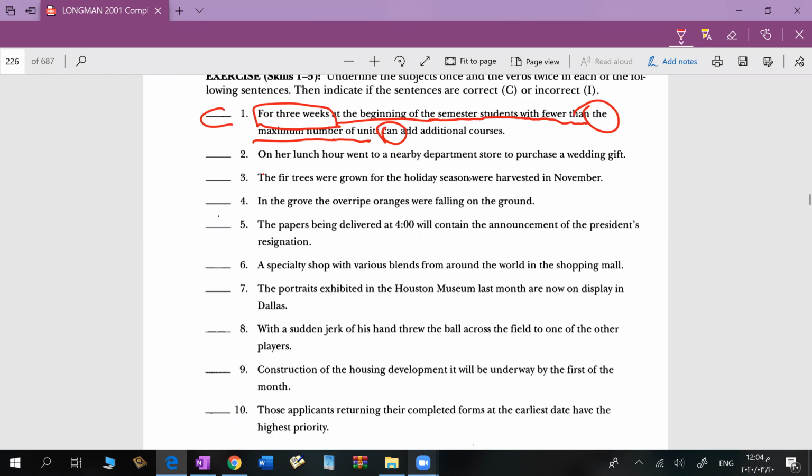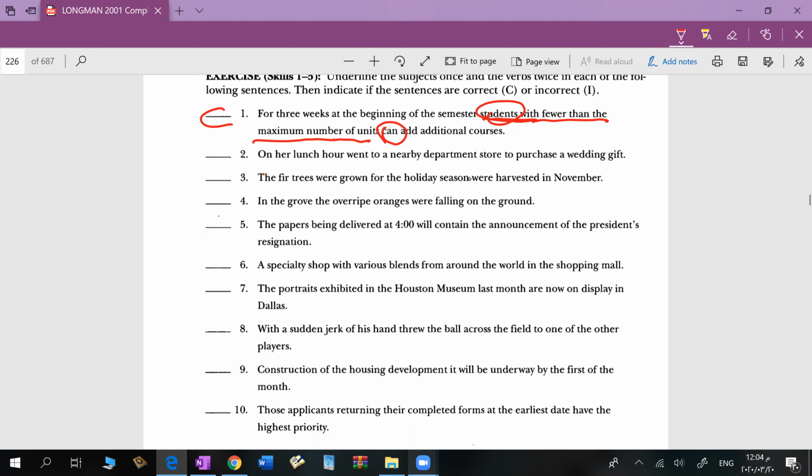Correct. For 3 weeks, this is a prepositional phrase. At the beginning of the semester, this is another prepositional phrase. Oh, wait a minute. I'm sorry. Students is the subject. With fewer than the maximum number of units, this is a third prepositional phrase. Can add, this is the verb. So this is correct.